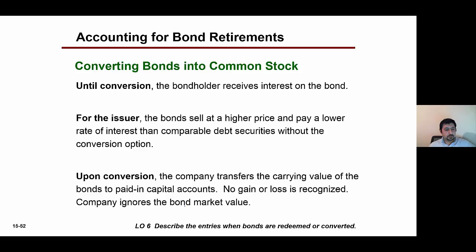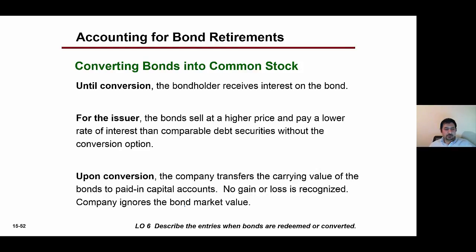So, like we mentioned before, there are certain bonds that have the option of being converted to common stock. Those are convertible bonds. In this case, the company will keep paying interest until the bondholder or the bond owner decides to convert them to common stock. But until that point, bondholders will still receive interest payments semi-annually.